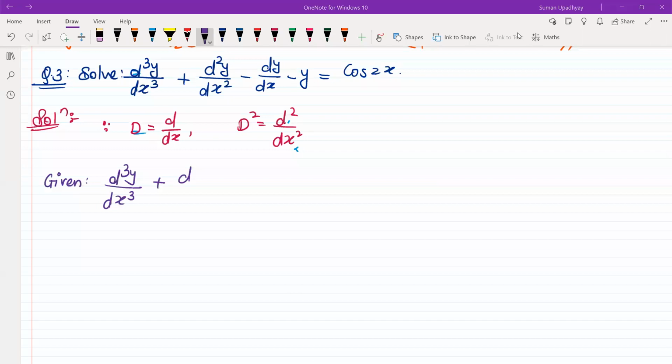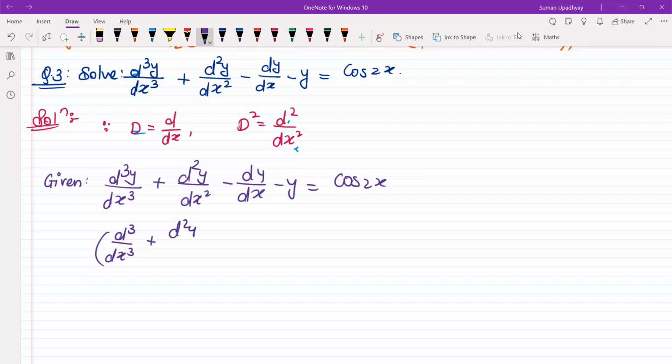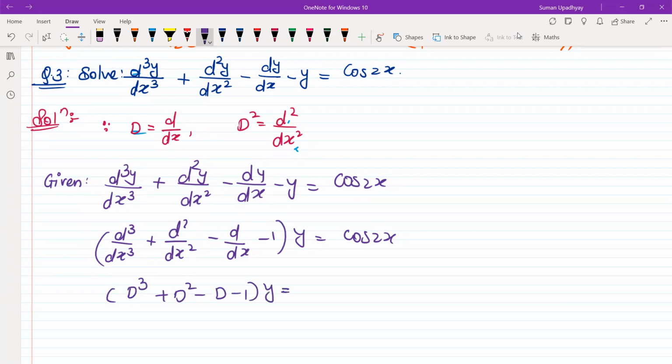So in this question, your given differential equation is this. What I'm going to do is take y common first. So what I will be left with inside is d cube upon dx cube plus d square upon dx square minus d upon dx minus 1 into y equals cos 2x. Now you replace d with d by dx, d square, and so on. So what I will get? d cube plus d square minus d minus 1. Got it, everyone?